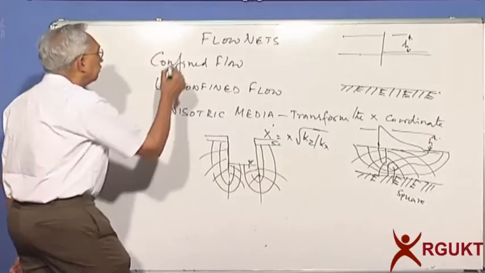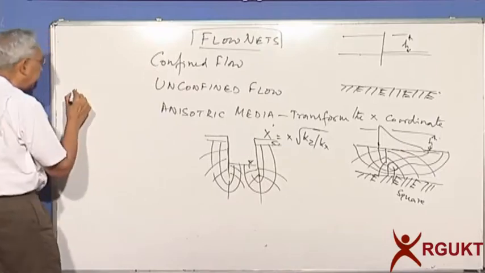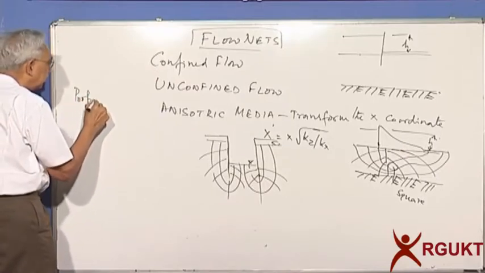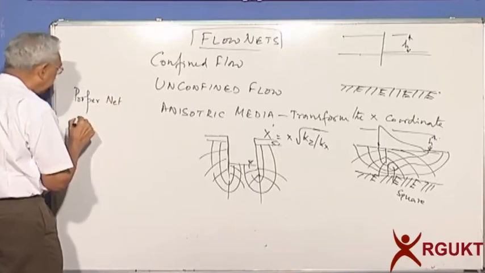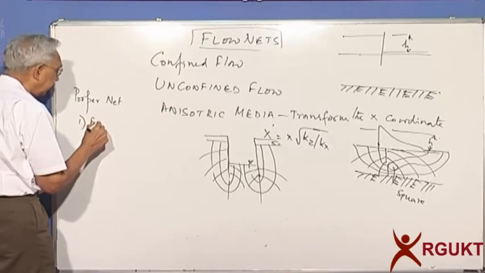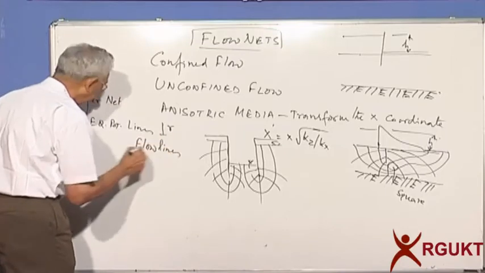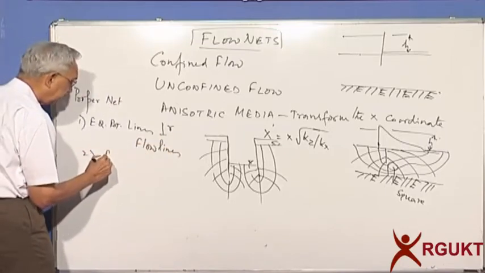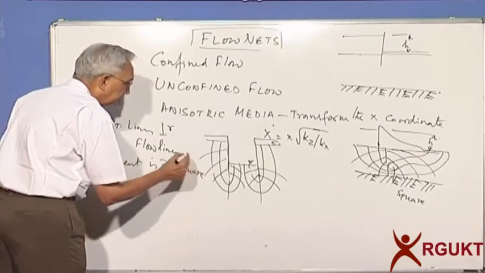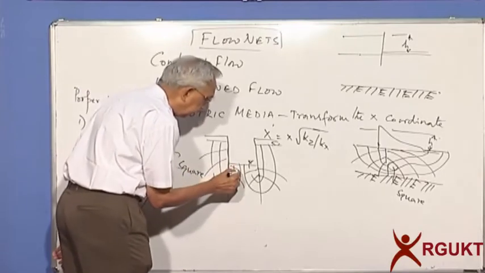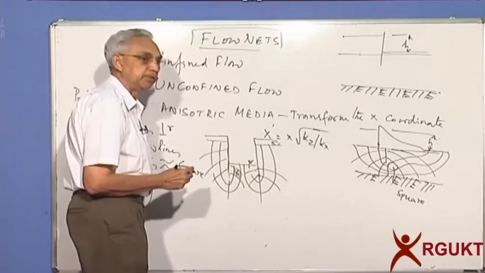If you want to build the flow net properly, the most important thing is a proper network or net. One, the equipotential lines should meet the flow lines perpendicularly, and two, each element should be approximately a square. When I said a square, I think you remember we said either the diagonals should be the same or the midpoint lengths or distances should be the same.